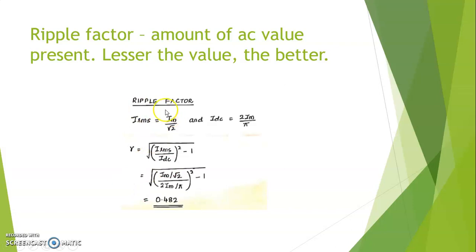So here we are going to find out the ripple factor. This is the equation for it. Gamma is equal to square root of (IRMS by IDC) the whole squared minus 1. And we just substitute the value for IRMS, which we found out as Im by root 2, where Im stands for the maximum value, and IDC, which is equal to 2 Imax by pi. Substitute the values and finally we'll get it as 0.482. It is much lesser than that of a half wave rectifier, but still if we can make it much minimum, then it would be much better.